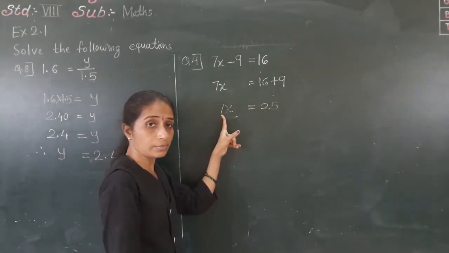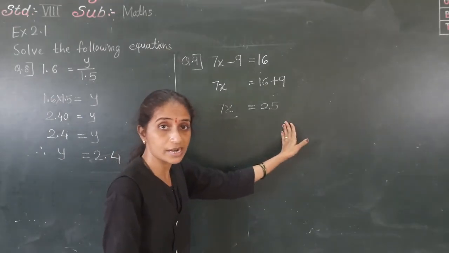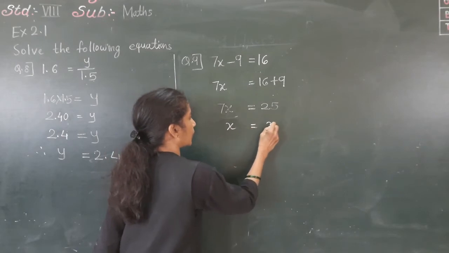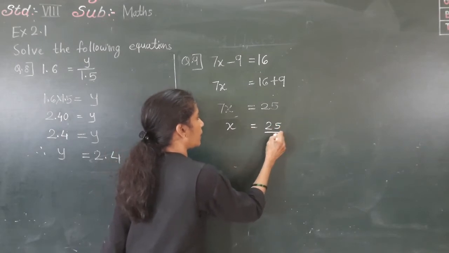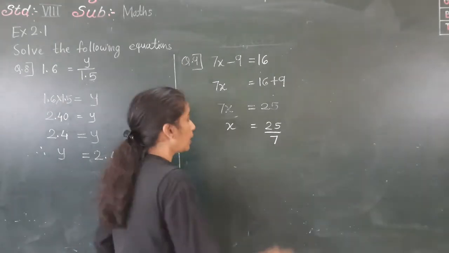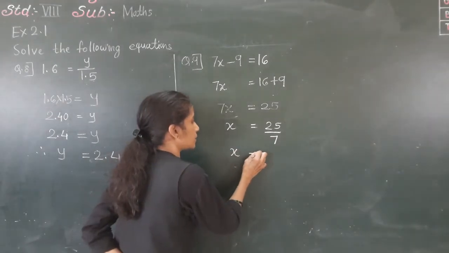Now 7 is multiplied here. If we transfer it to this side, then it will become divide. So x is equal to 25 divided by 7. 25 divided by 7. Now see here, x is equal to.